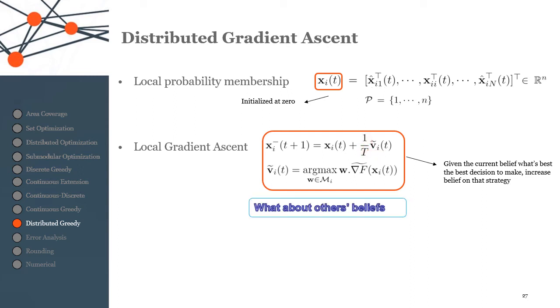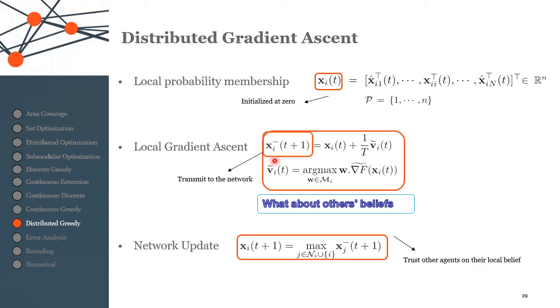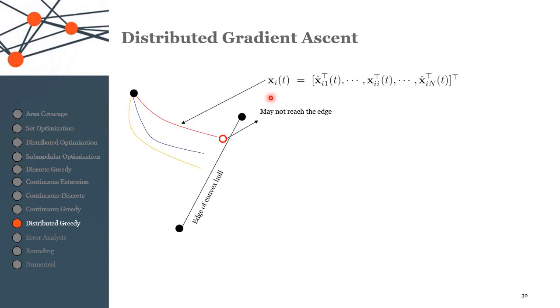However, there should be a way for agent i to know about the updates of other agents. Notifying other agents over the network about their local belief can be done through a maximum consensus. In maximum consensus, each agent transmits its own locally updated belief to the network, and through the maximum consensus, they update the final local belief in that step. What it means is that each agent trusts other agents on their own local belief. So starting from 0, each agent updates its belief through update and communication, and does that for capital T steps.